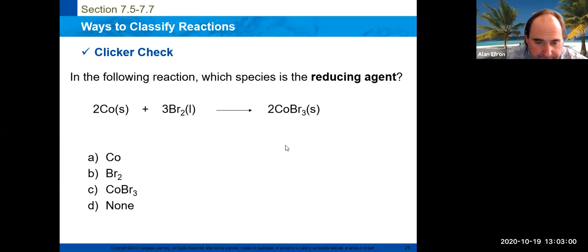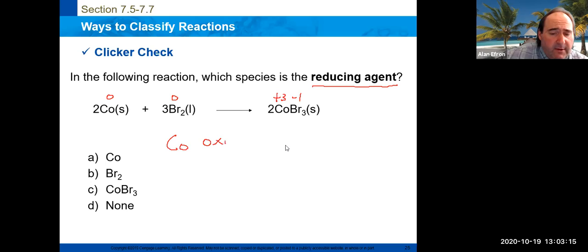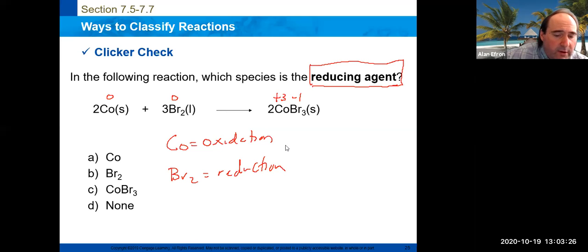Now, what is our reducing agent? This is the one we just did. Again, 0, 0, +3, -1. As we just determined, our cobalt becoming more positive is going through oxidation. Our Br2 is going through reduction. Now remember, this is not asking you what is being reduced. This is asking you what is the reducing agent.